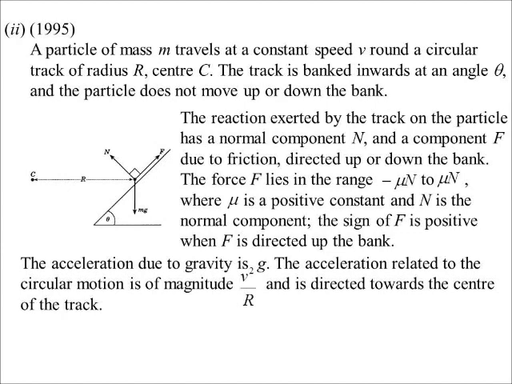Now, if we're going at the optimal speed and we're going around, it's fine. But if we were to slow down, then maybe we'll start falling down the track. And if we do that, there'd be friction going up the track. Or if we were to speed up, like we saw with our conical pendulum, it rises. Well, same sort of thing will happen here. If we speed up, we'll go up the track, which means friction will go down the track.